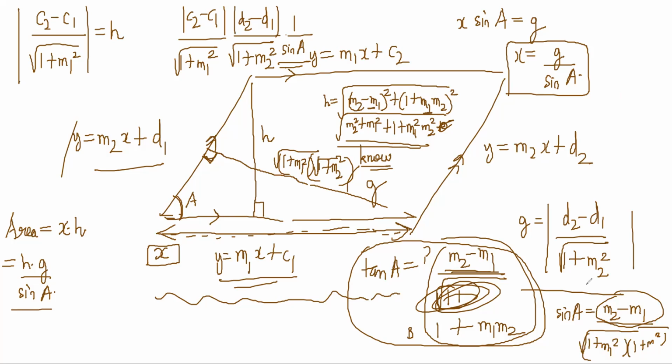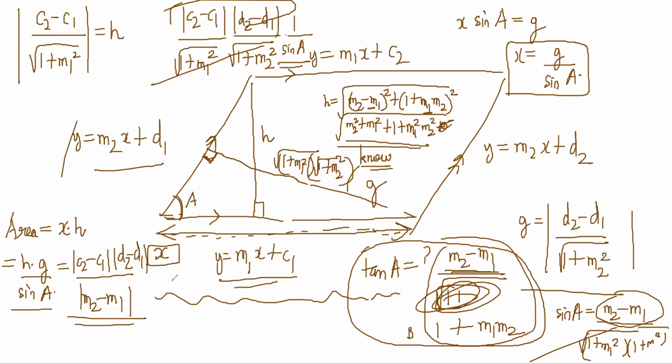Now when you do it, HG comes as this divided by sine A, with m2 minus m1 coming here, and this factor cancels this factor. So you end up with (c2 minus c1)(d2 minus d1) by (m2 minus m1). So we have derived this formula for the area of a parallelogram. You understand? It is obvious. Yeah, I got it, sir.